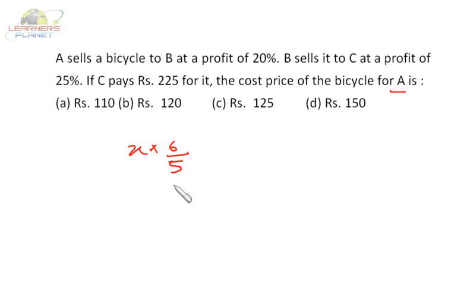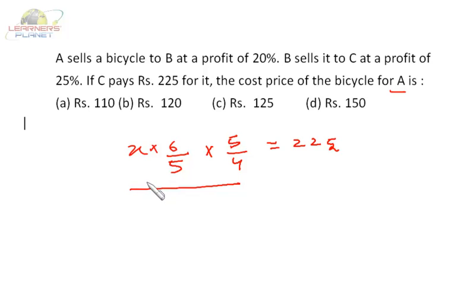Now B is selling to C for a profit of 25%. That means B is selling for 125% of its cost price. Now this is the cost price of B, and its 125% will be cost price of C. Now what is 125%? It is 5/4. Now this is cost price of C, which is 225. So we started with X, that is purchase price of A. Now X is making 20% profit.